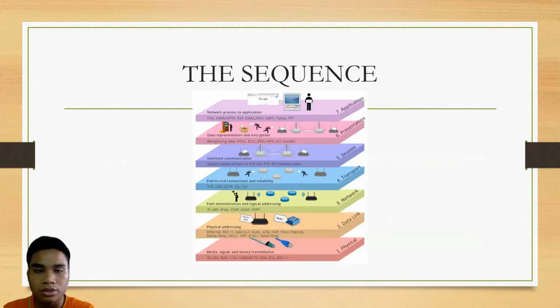Okay, this is the sequence. It starts with the application layer, presentation, session, transport, network, data link, and physical. All these are the examples of each layer.